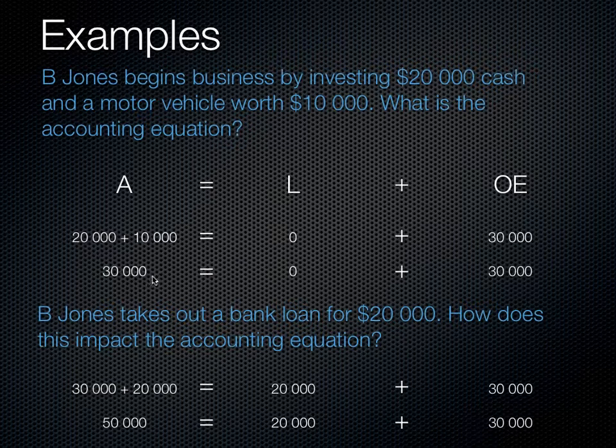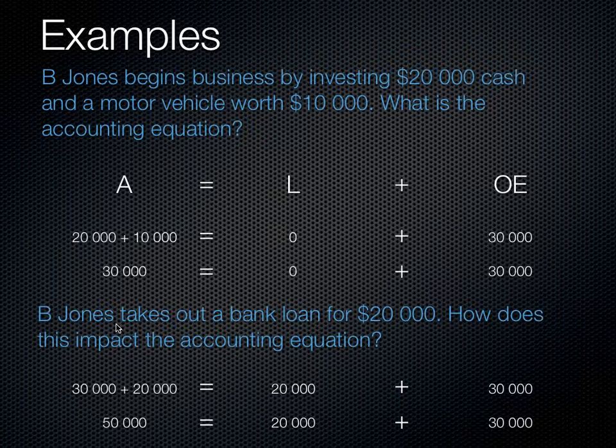So if we look at our equation, we've got total assets of $30,000, and that equals, well, we've got no liabilities, but we've got $30,000 of owner's equity. So both the left and the right hand sides of our accounting equation are in balance, which is what we want. If something else happens now, there's another transaction, another financial event.